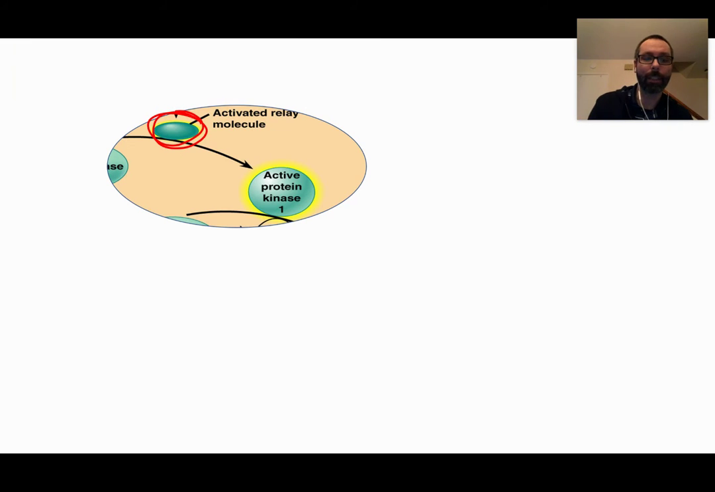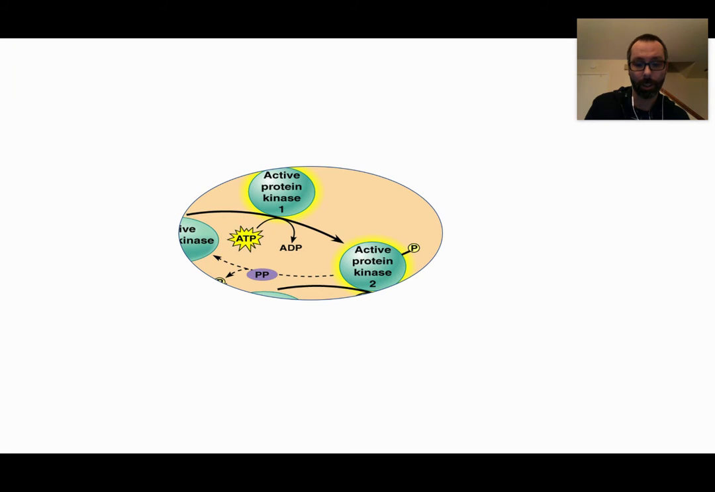Now, once you have the activated relay molecule, its job is to activate something, right? Just like all of these, the pattern is molecule 1 activates molecule 2. So this time we are going to activate a kinase, right? So notice active protein kinase. Its job is to turn on the next protein in the chain. It's going to do that by, this time for sure, adding a phosphate group. Where did that phosphate group come from? From ATP, right? ATP is really our source of phosphate.